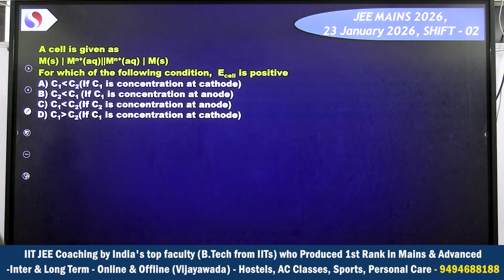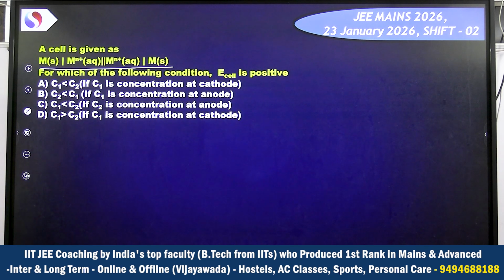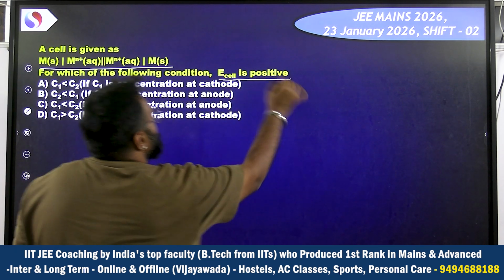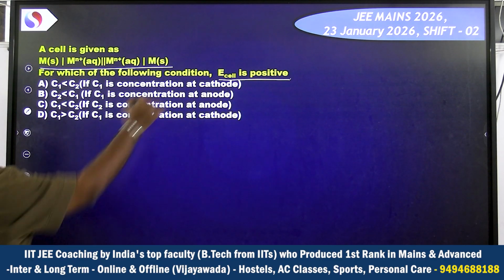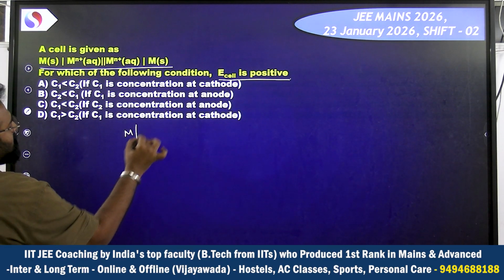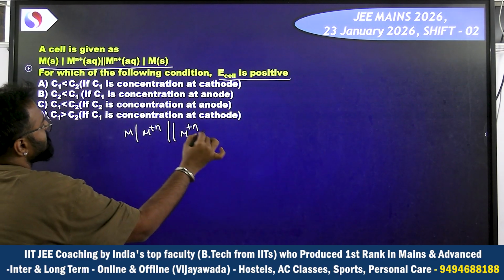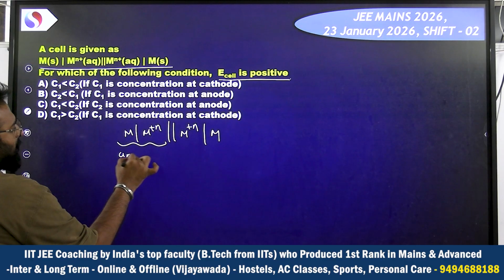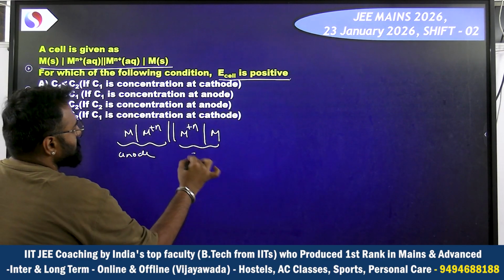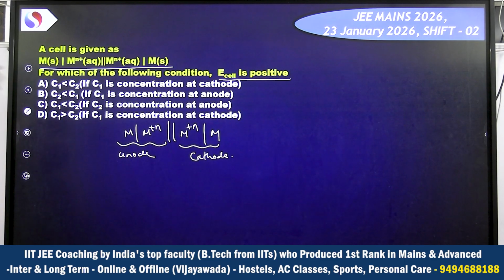Next question. A cell is given, and for which of the following conditions is E cell positive? E cell is positive. The question is asking about a concentration cell. So what is a concentration cell? M solid, M plus N, salt bridge, M plus N, M. This is our anode side and this is our cathode side. Okay? Now check the option.